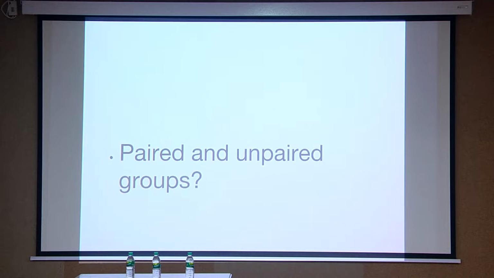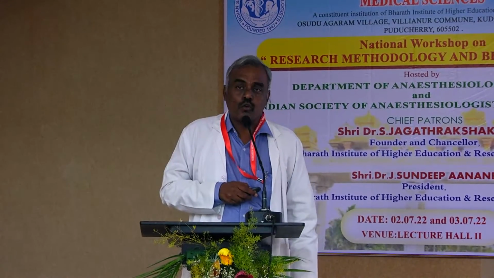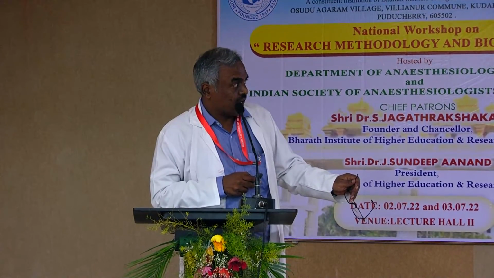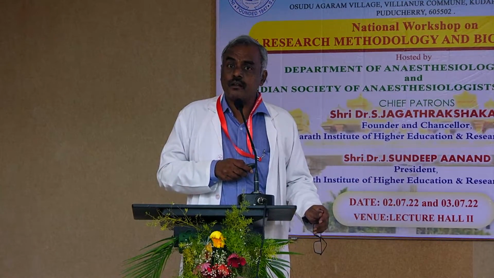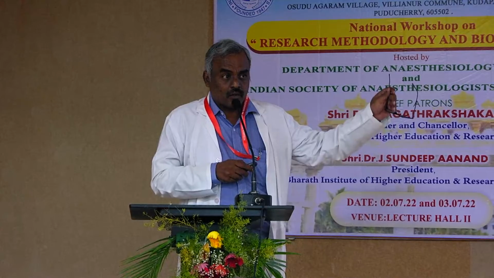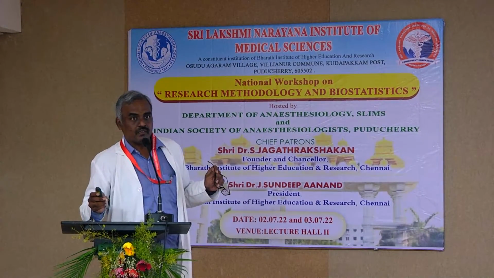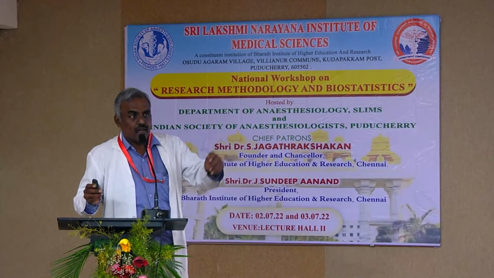What are paired and unpaired groups? Suppose we have a hospital, we have an obstetric unit, we have 5 post-operative patients in the first unit, and 5 patients in the second unit of the obstetric unit as a control group. We are not giving any drug. So this we call an unpaired group. You understand, we have to understand this. Unpaired means the samples from group A and B are entirely different.